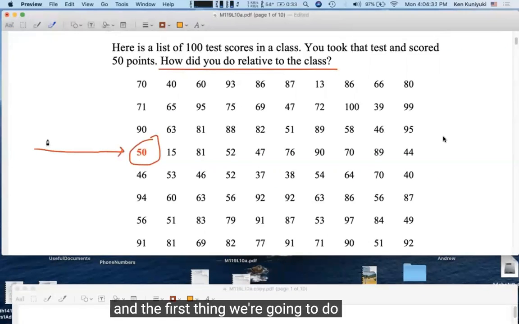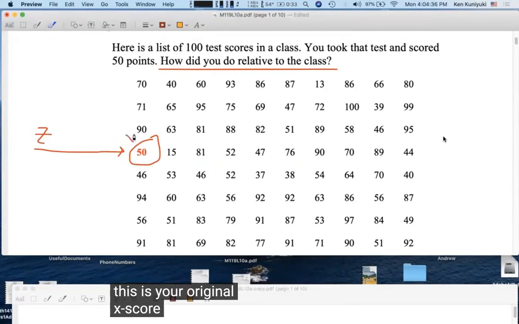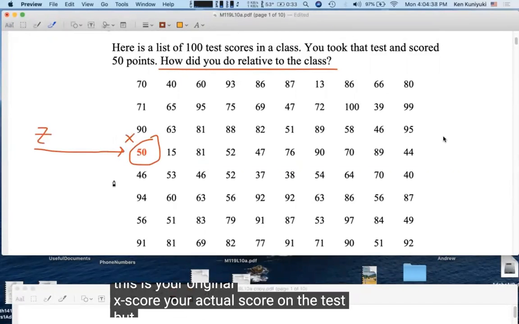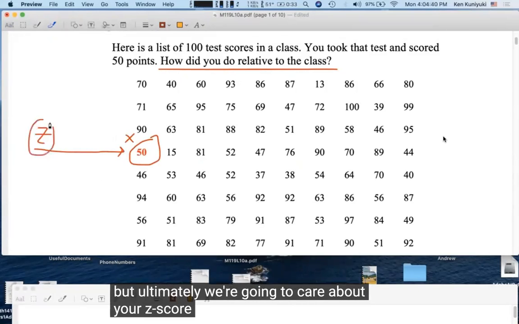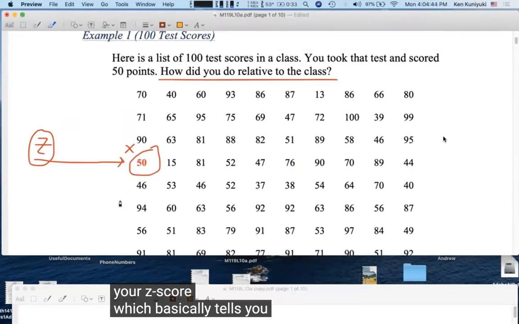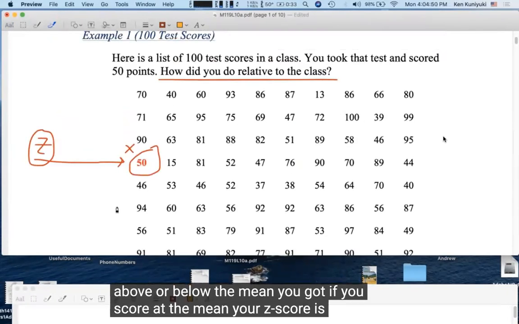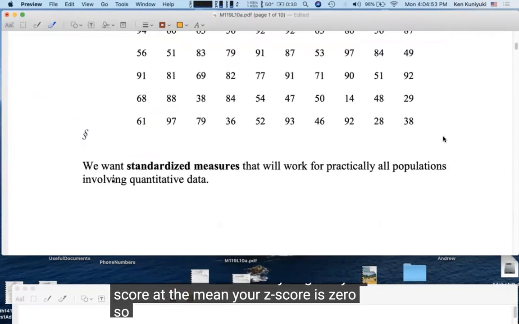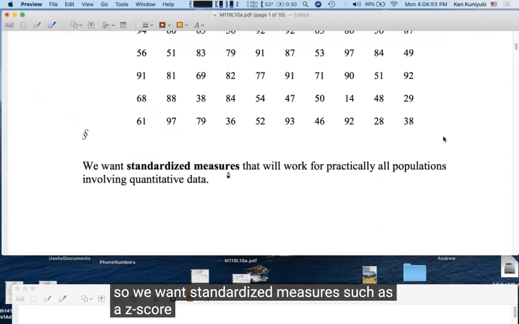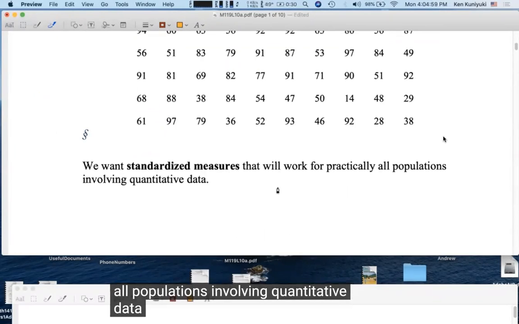And the first thing we're going to do is find your z-score. This is your original X score, your actual score on the test, but ultimately we're going to care about your z-score, which basically tells you how many standard deviations above or below the mean you got. If you score at the mean, your z-score is 0. So we want standardized measures, such as a z-score, that will work for practically all populations involving quantitative data.